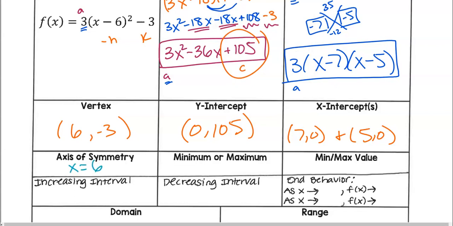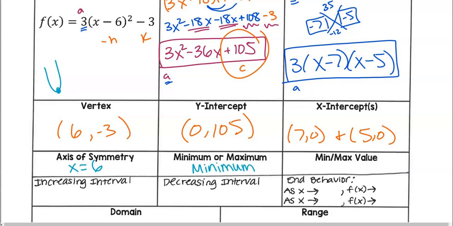There you go. Axis of symmetry is the x value. So to answer my next question, are we opening up or are we opening down? We are opening up. My A is positive, right? So we're opening up. So my vertex, is that going to be a minimum or a maximum? It's going to be a minimum. It's the lowest point.